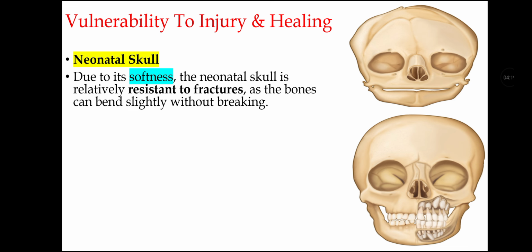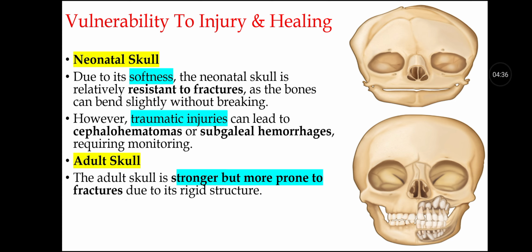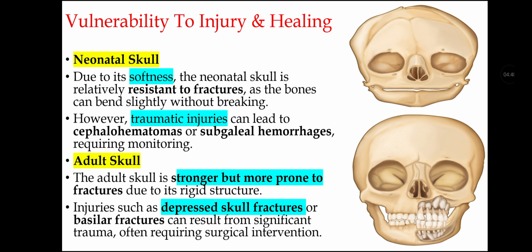Now let's talk about vulnerability to injury and healing in neonatal skulls versus adult skulls. In the neonatal skull, due to its softness, the skull is relatively resistant to fracture, as the bone can bend slightly without breaking. However, traumatic injuries can lead to cephalohematomas or subgaleal hemorrhages requiring monitoring. While the adult skull is stronger, it is more prone to fracture due to its rigid structure. Injuries such as depressed skull fracture or basilar fracture can result from significant trauma, often requiring surgical intervention.